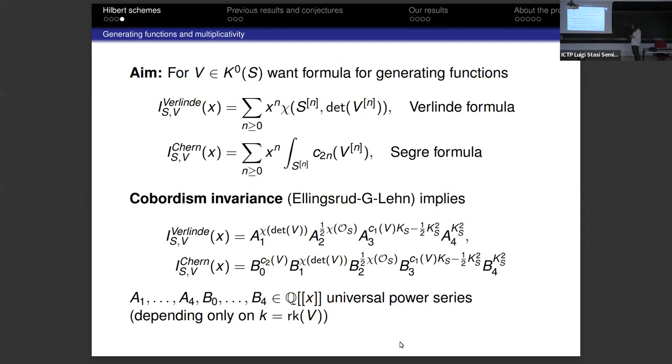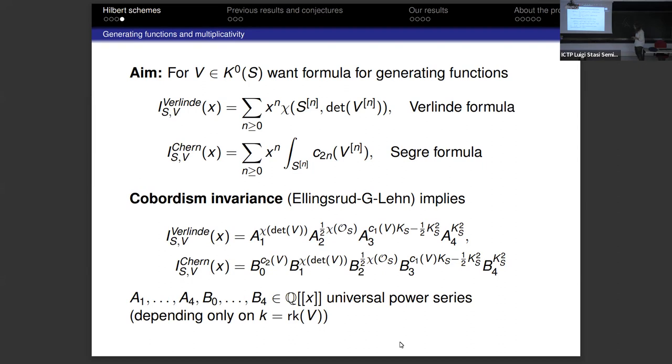So the first step is that we can use this cobordism invariance, which I just told you about. Here we are in a situation where this theorem that I had just a few minutes ago applies. So we have that this generating function for the Verlinde formula is a product of four universal power series, which I choose. I mean, I could say it's C1 of V squared, whatever, but I could choose them differently. So I take here the holomorphic Euler characteristic of the determinant of V, one half chi of S, this expression.